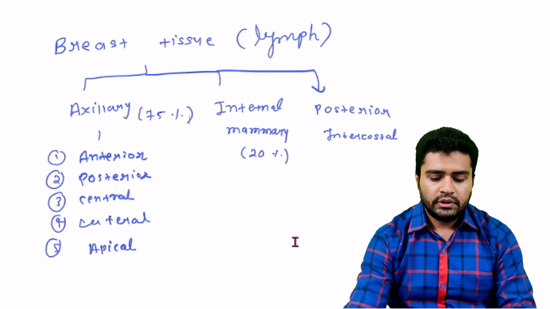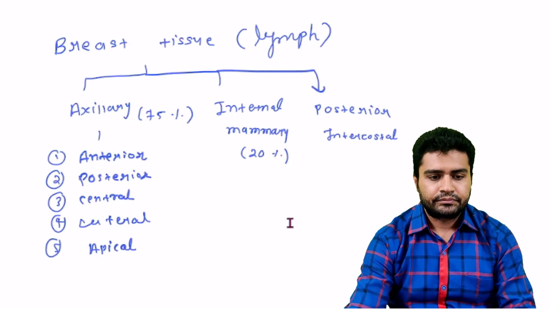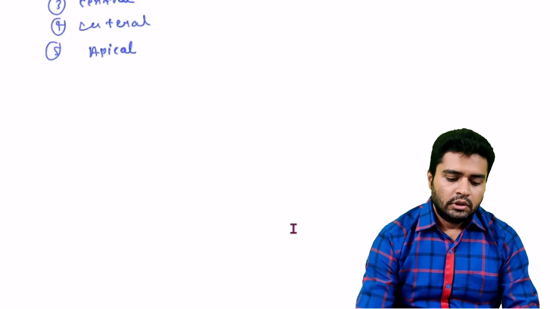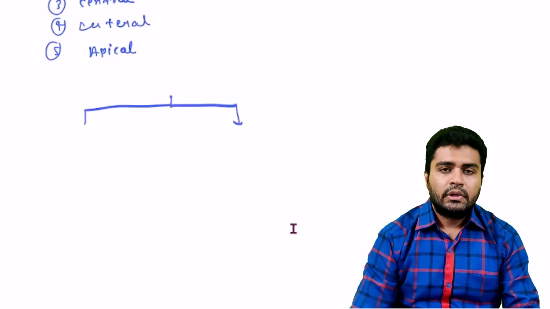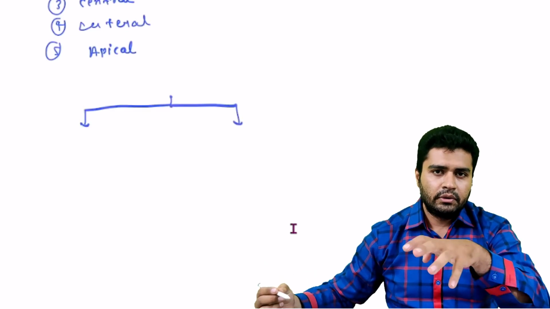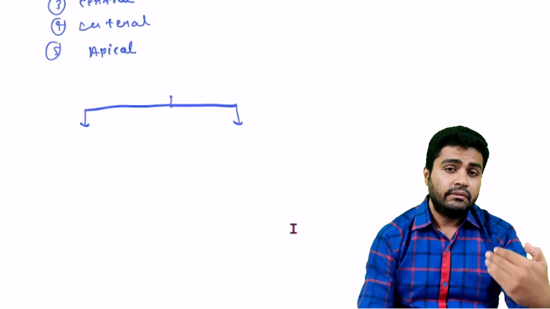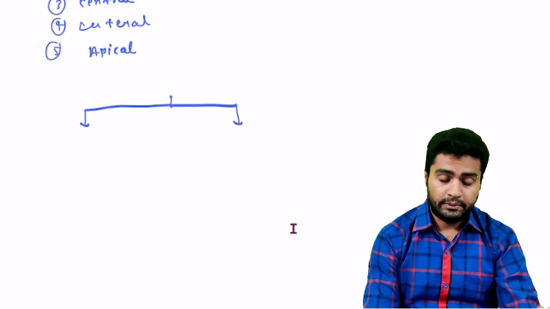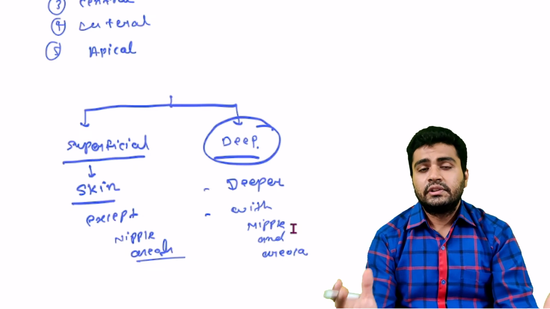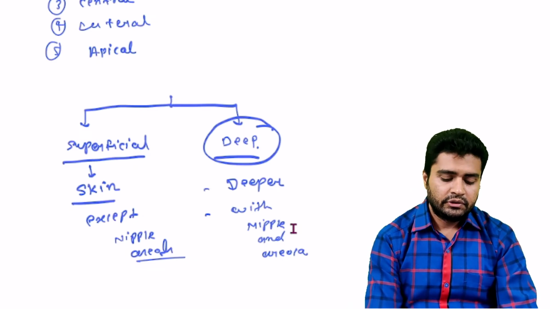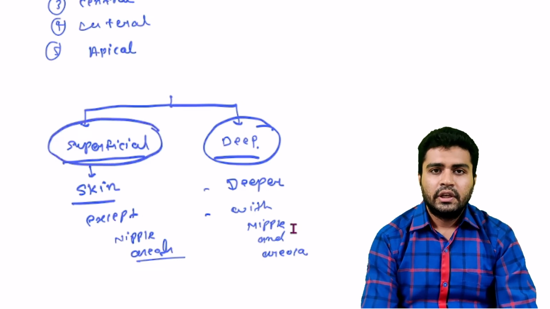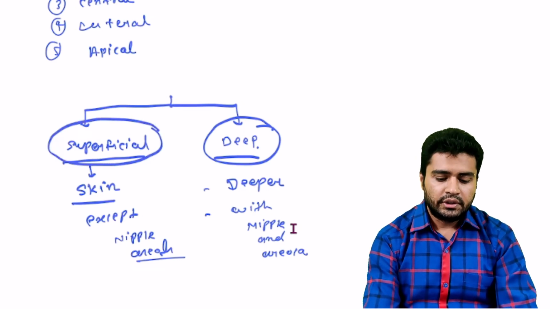But for the lymphatic drainage, you must understand these are the lymph nodes, but the lymph nodes drain the lymph into lymph vessels, and these lymph vessels are basically two types. One is known as the superficial and another is known as the deep.